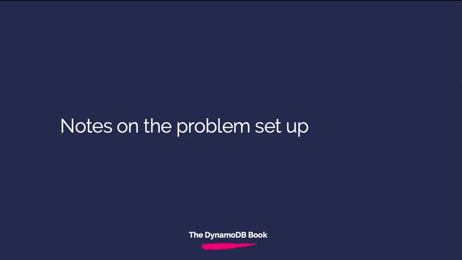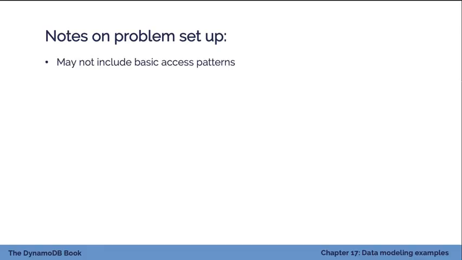Now, just a few notes on how I've set up the problem, some things I've left out or what I choose to focus on. Number one, sometimes I don't include very basic access patterns or describe them if it's kind of obvious or self-evident. So things like creating an individual item, fetching an individual item, updating an individual item. I won't talk about those too much if we've designed the primary key for that item, and you should be able to figure that out yourself.